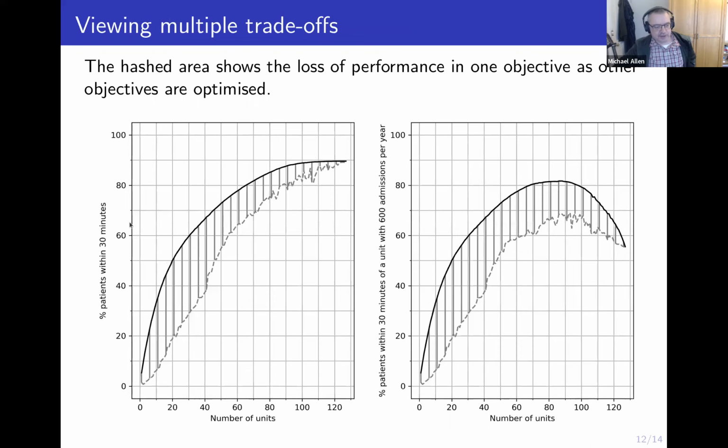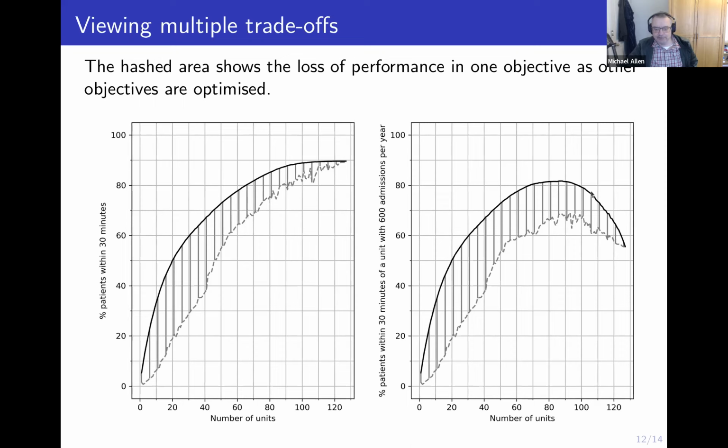And we can also start to say, so this is the patient's number within 30 minutes. This is the best we can do, this top line, if that's all we care about. But we might care about other objectives. So the question is, how much might interest in other objectives harm this objective? And the hashed area sort of shows we had about 8 objectives here we're optimizing on. With any particular number of units, what's the range of patients that would be within 30 minutes if we cared about other things as well?